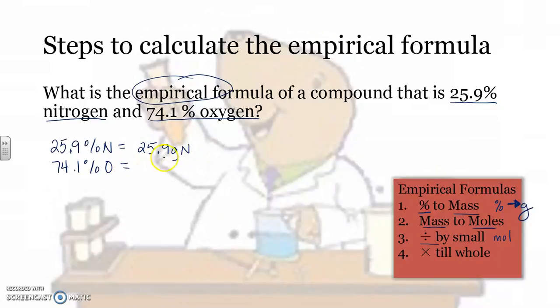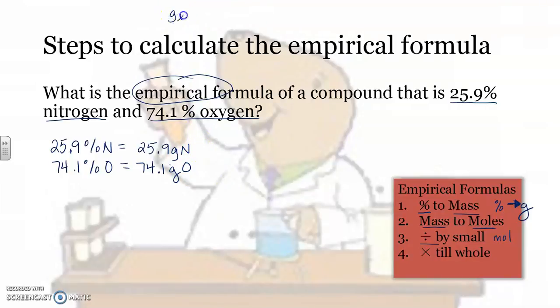Oh my gosh, I told you it was the hardest step. And so this would be 74.1 grams of oxygen. Told you it was the hardest step. Oh, whew. Hope you guys did that right. Okay, now we've got to go from mass to moles. Now, how do we go from mass to moles?